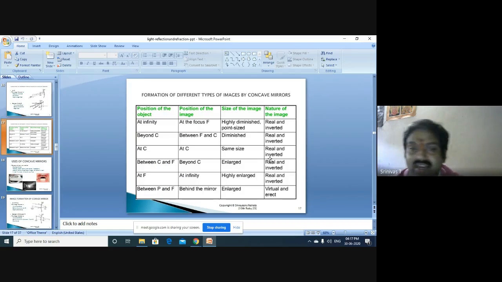Then here is the crux of what we have seen so far: the position of the object, position of the image, size of the image, and nature of the image. Whatever we have seen, the same is there.